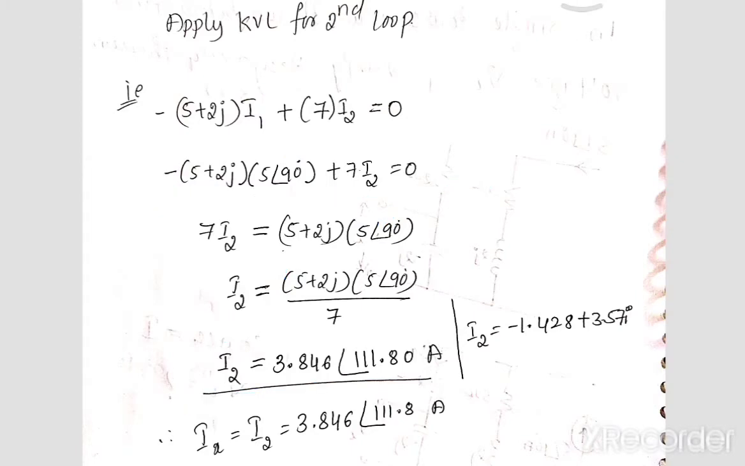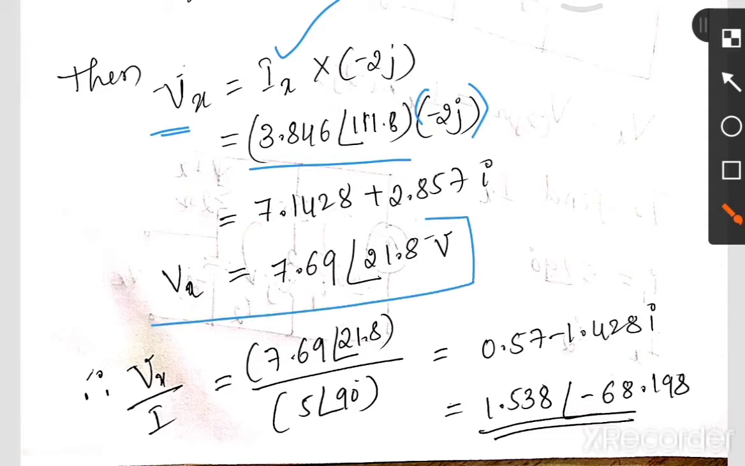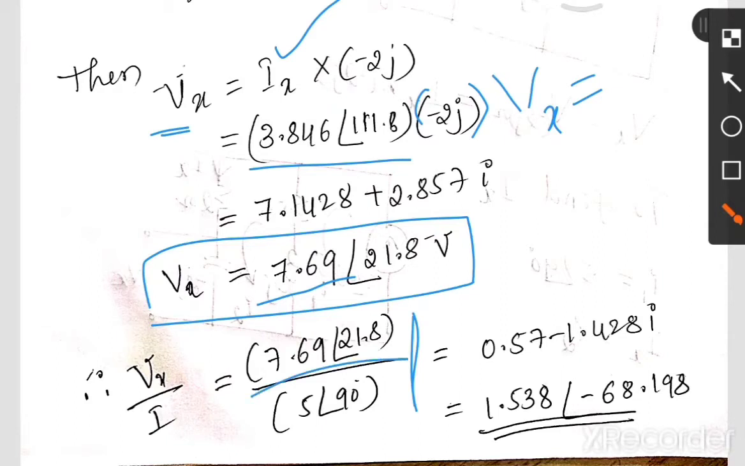So I2, once you have got it, is nothing but your Ix. This is the current flowing through that 2j ohm. Ix into minus 2j, because we require Vx. So substitute the calculated value and multiply with the minus 2j impedance, then you get Vx. Vx is 7.69 at an angle 21.8 volts. Remember one thing, Vx is the variable for us. Vx by I will be what? 7.69 at an angle 21.8, and I was phi at an angle 90. So its ratio becomes 1.538.